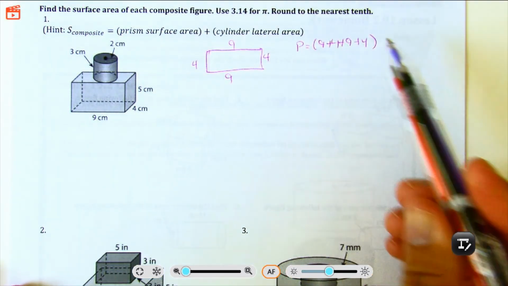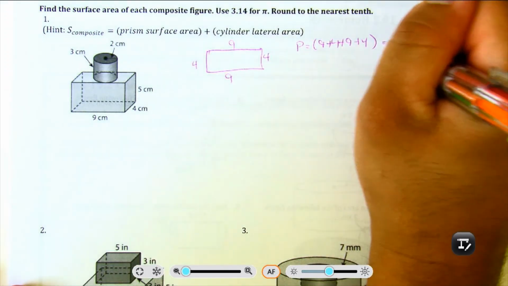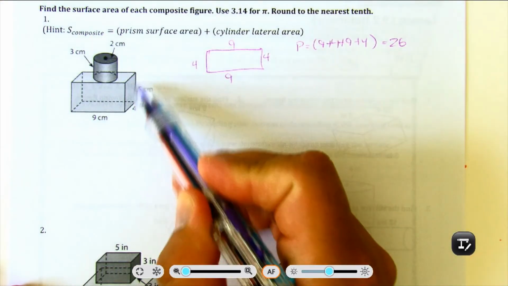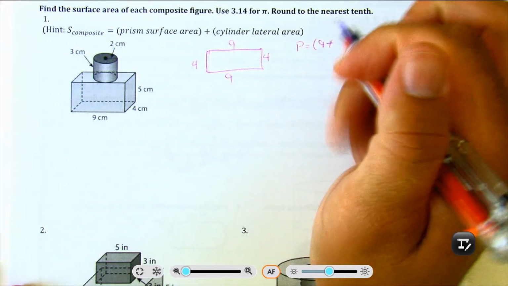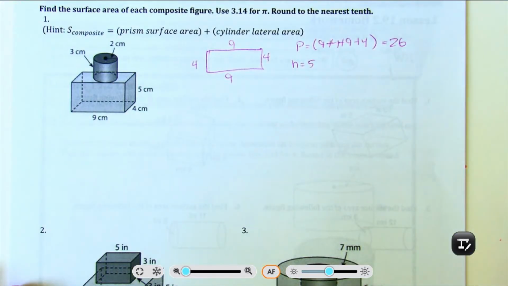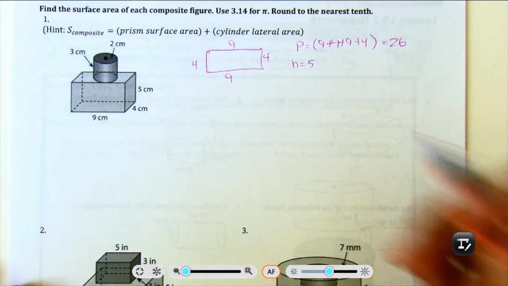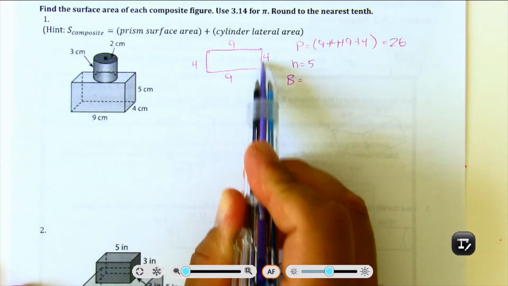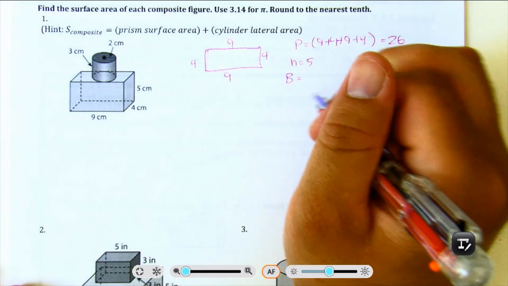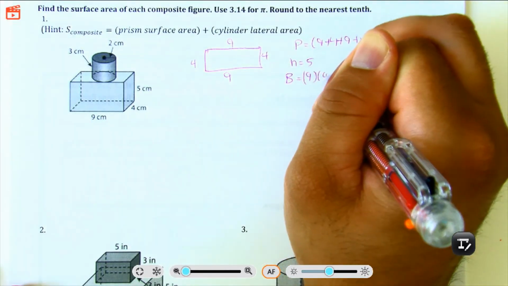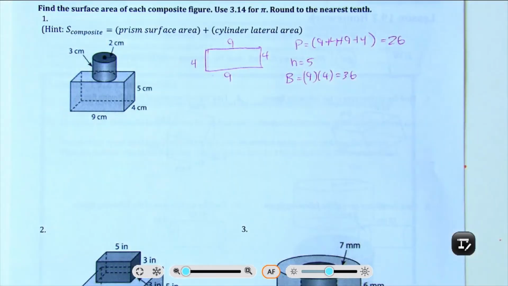Now the height of the object is 5, because we see it going up 5. So h is 5. And the base. How do we find the base? Remember, we multiply the length times the width of the base. So we're going to do 9 times 4, which is 36. So that information gives us everything we need to find the surface area of the prism.